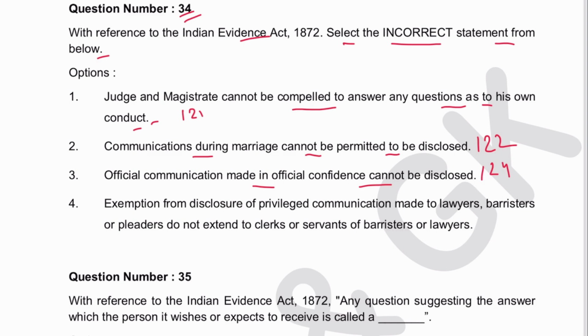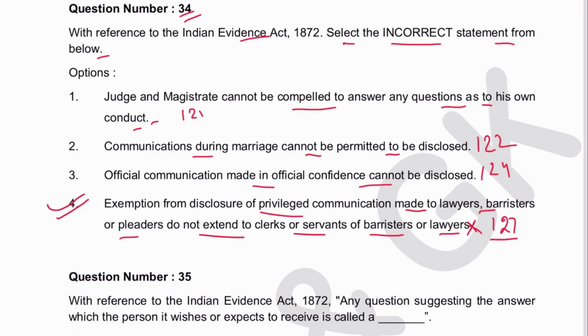Then fourth is assumption from disclosure of privileged communication made to lawyers, barristers or pleaders do not extend to clerk or servants of the barrister or lawyers. This is wrong. It also extends to them. And this is mentioned in section 127 of Evidence Act. So 4 is the answer.